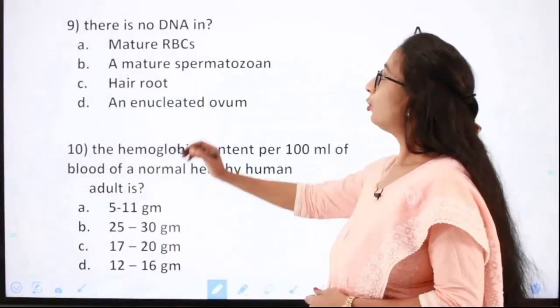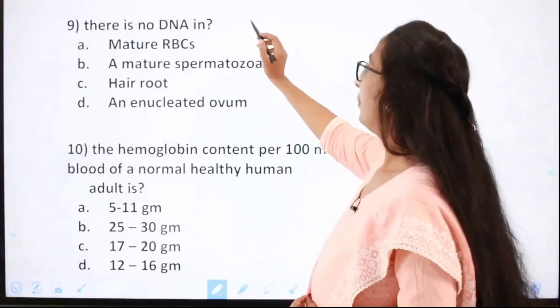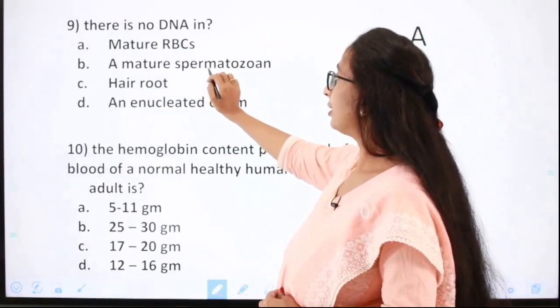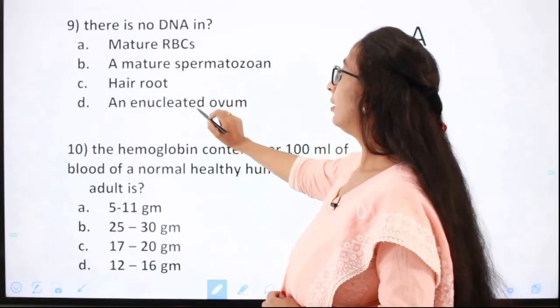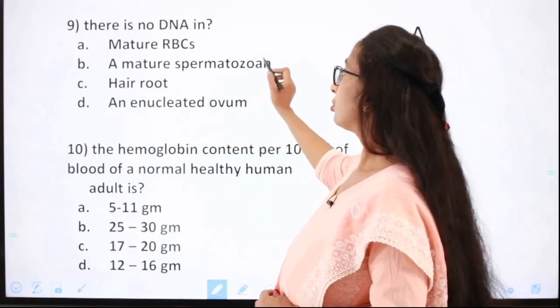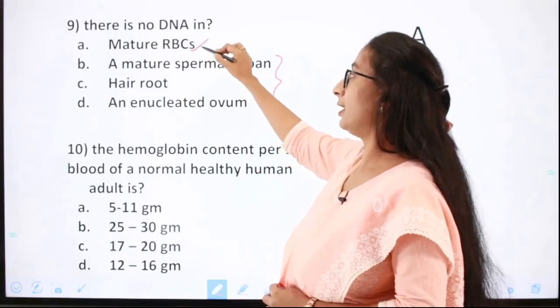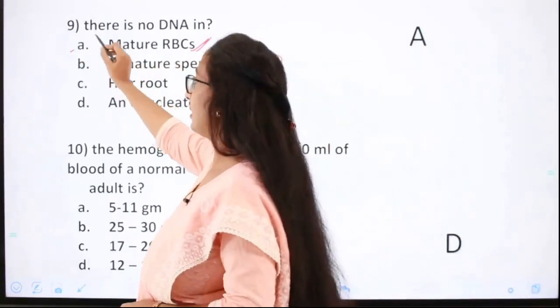There is no DNA in mature RBCs, a sperm, a mature spermatozoan, a hair root, an enucleated ovum. So all of these have DNA. Only the RBCs do not have DNA. So A is the right answer.